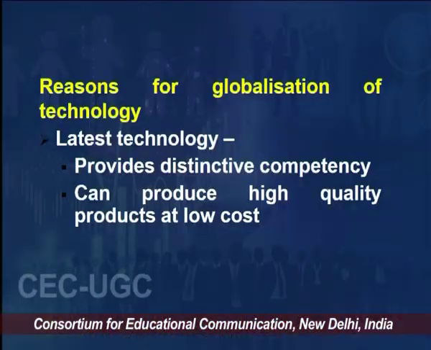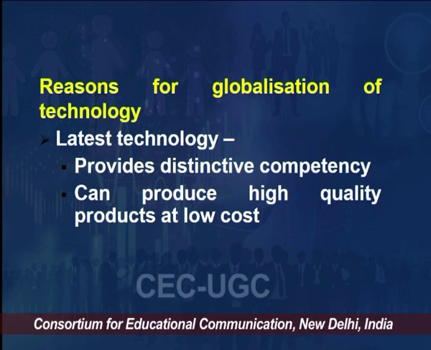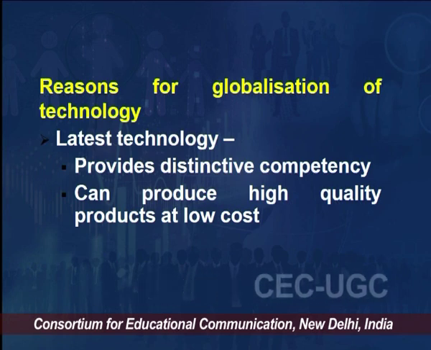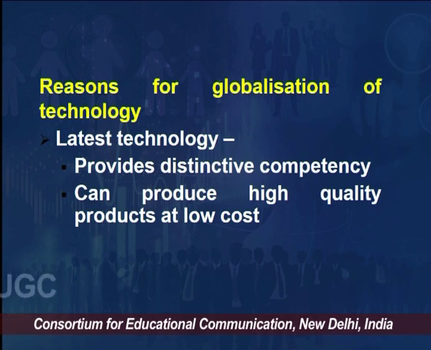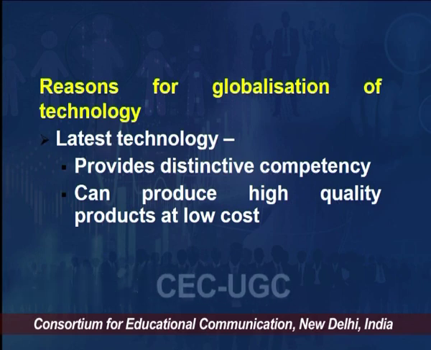A reason for globalization of technology is the latest technology. It provides distinctive competency and can produce high quality products at a low cost. When a technology is invented, because of its superior quality and low cost, it gets global acceptance from customers all over the world and it moves very fast.